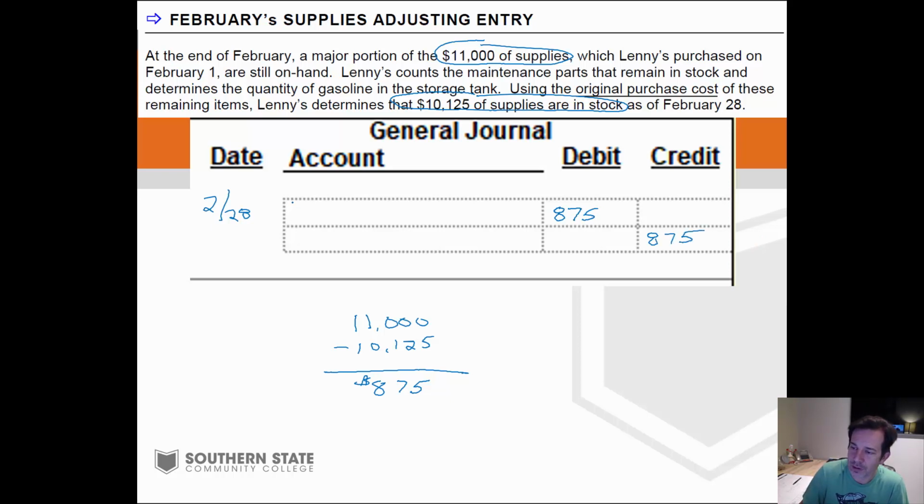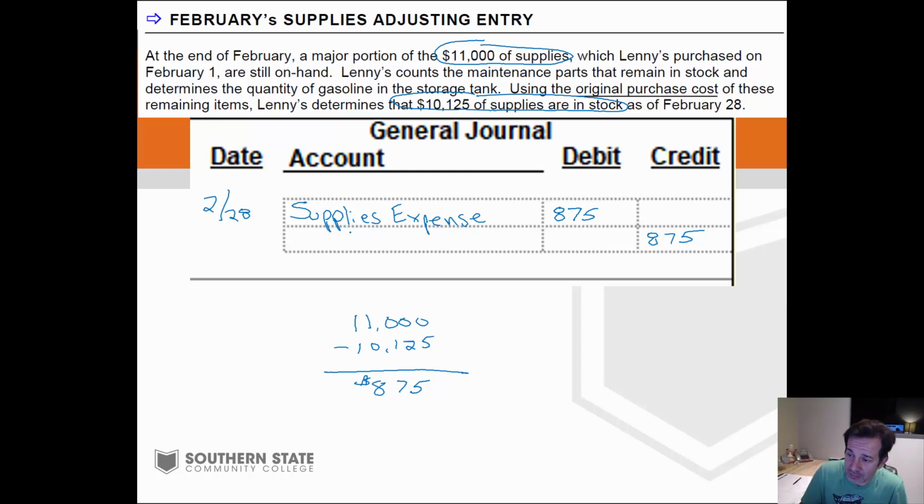So here we go. I used up $875 worth of supplies. So that becomes an expense. The expense account reflects what I've used up in the month, right? Whether it be wages expense, I've used up somebody's labor, rent expense, I've used up rent, whatever the case might be. That expense account reflects what I've used up in that period.